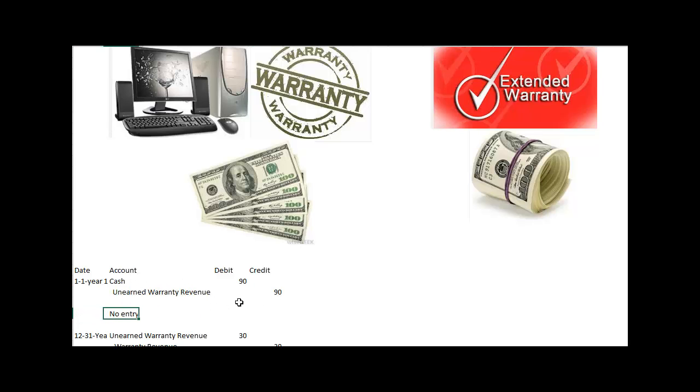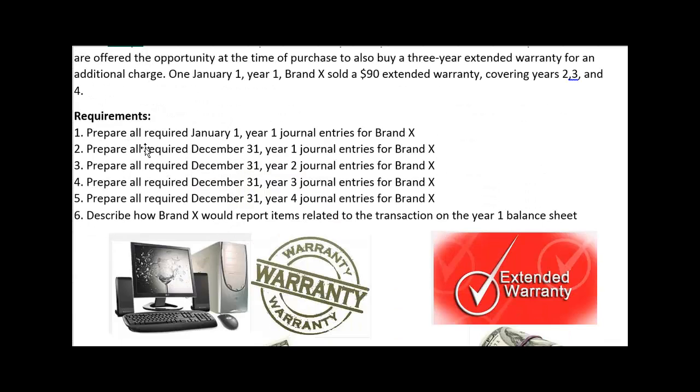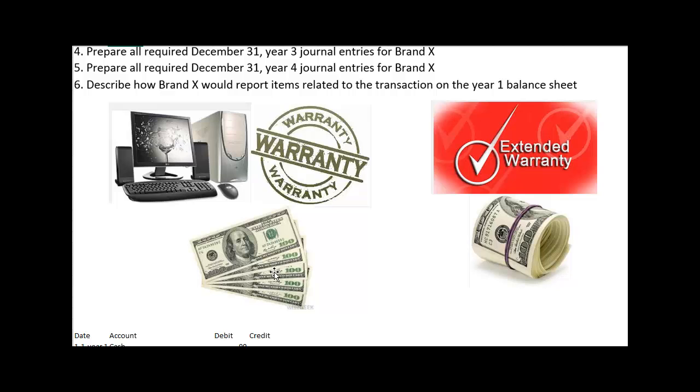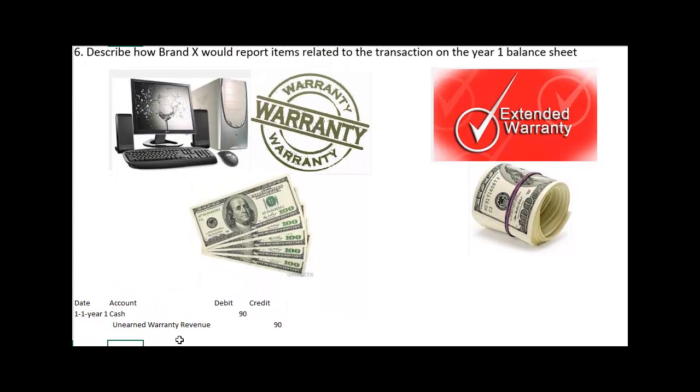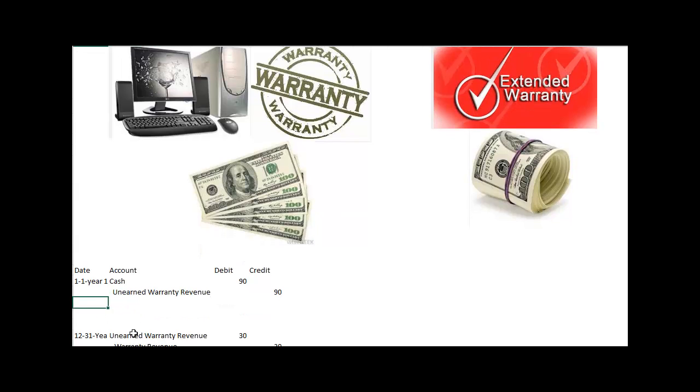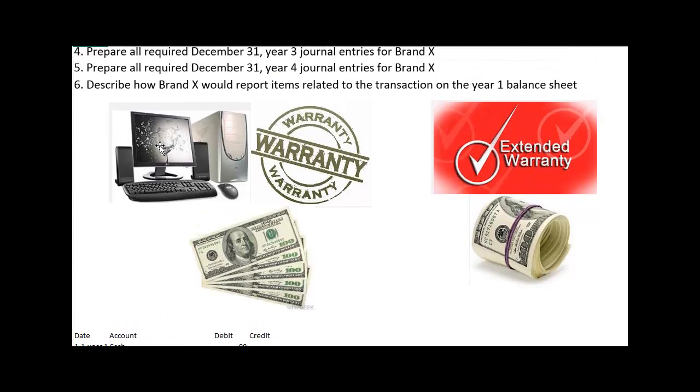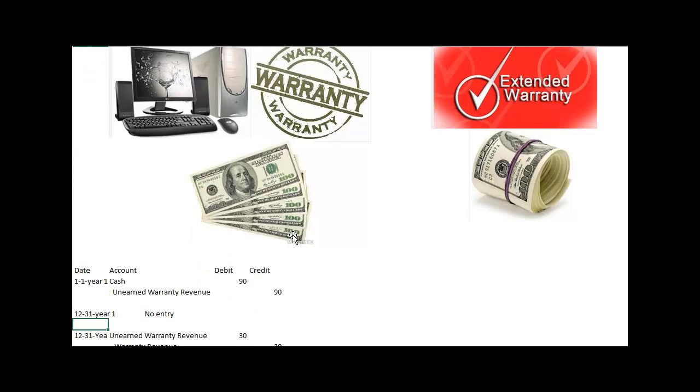So the next thing I ask us as a part of this problem is, what happens at the end of that first year? So the whole 1 year has passed. Shouldn't we now record some of this revenue as being earned? And the answer is, at the end of the first year, you do nothing. There's no entry, because for that first year, remember, the manufacturer of the computer is covering the warranty. So we haven't earned any of our warranty revenue yet.